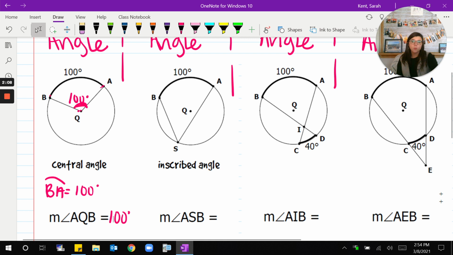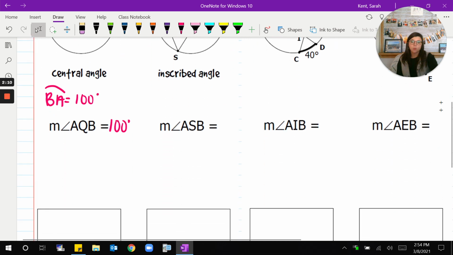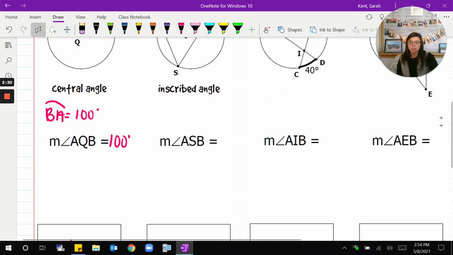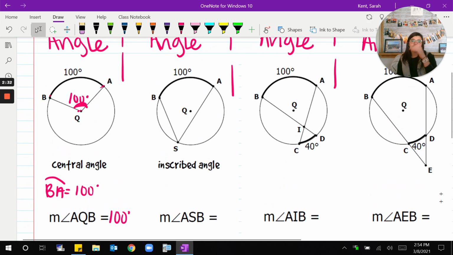So our rule for this, we're going to write a rule down here at the bottom, is that our angle equals the arc. Central angles are really easy. It's the same thing. Whatever the arc is, the angle is the same.